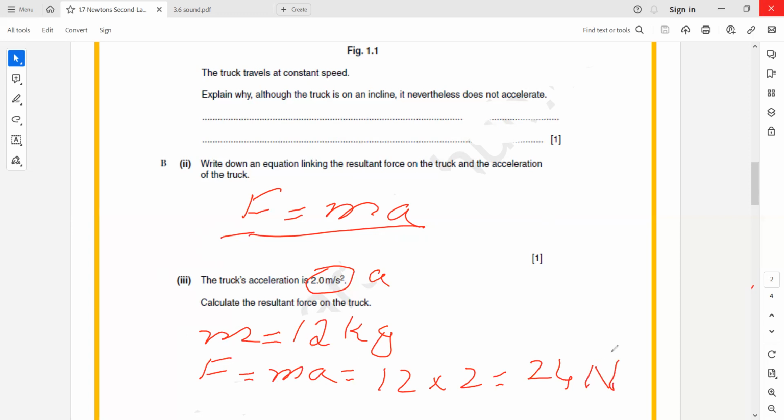Newtons. Newton is the unit for force, all types of force. Any question? Everything is clear? Understood. Good. Now we're going to the next one.